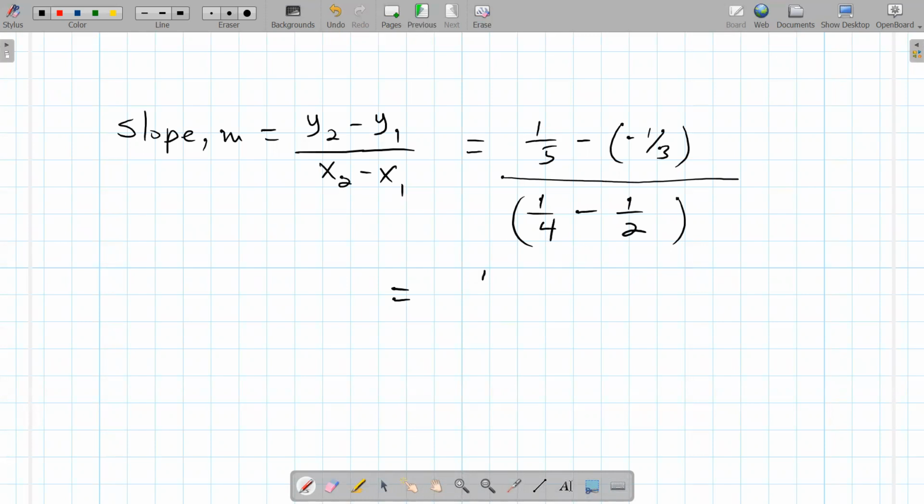Okay, so I'm going to have 1/5 plus 1/3. Remember, I have 2 negatives, so that will be a plus. Then divided by the denominator, which is basically that. You can always rewrite it like this.